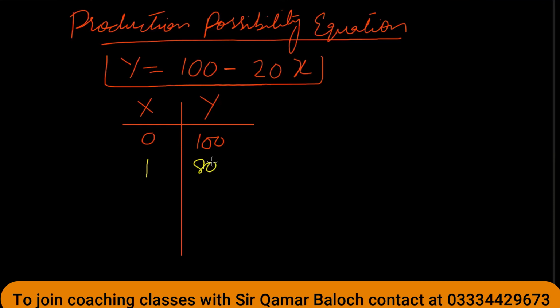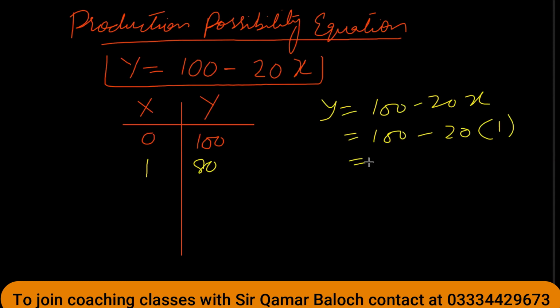How many units of Y good can be produced? We can put the value of 1 into the equation. The equation is y = 100 - 20x, and then put the value of x as 1. We will get 100 - 20 = 80. So if we produce 1 unit of x good, then we can produce 80 units of y good. However, if we decide to produce one more unit of x good, then now we can produce a maximum of 60 units of y good along with 2 units of x good.